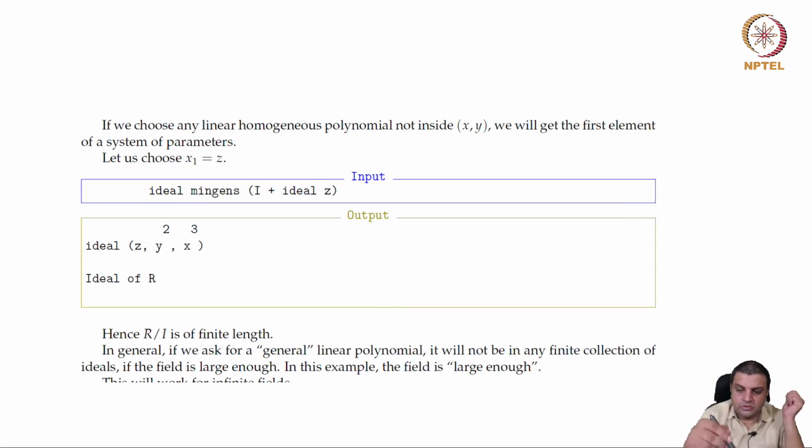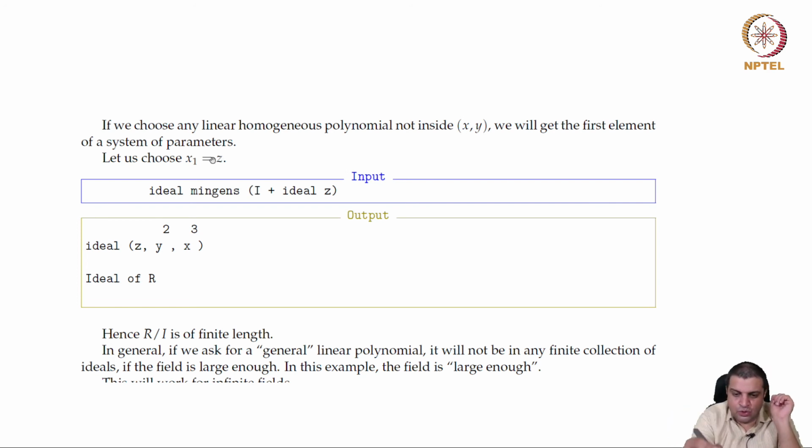Let's now find a system of parameters. The point of this example is that it's actually not at all difficult to find. If you choose any linear homogeneous polynomial not inside xy, then we will get the first element in a system of parameters, because of course we cannot choose anything inside xy.